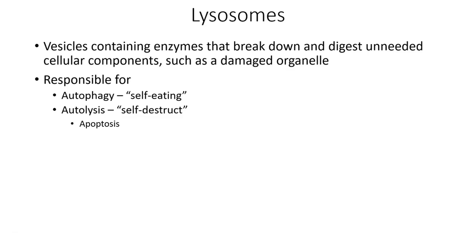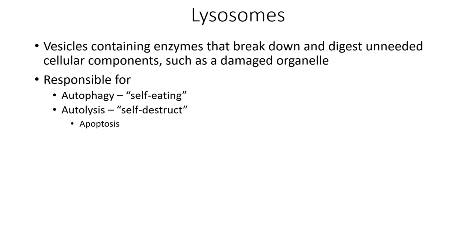Third and final part of the endomembrane system are lysosomes. So these are vesicles, little packages that have a bunch of enzymes in them that break down unneeded cellular components like a damaged organelle that is no longer functioning and not helping the cell any. So we need to get rid of stuff like that to keep the cell clean.